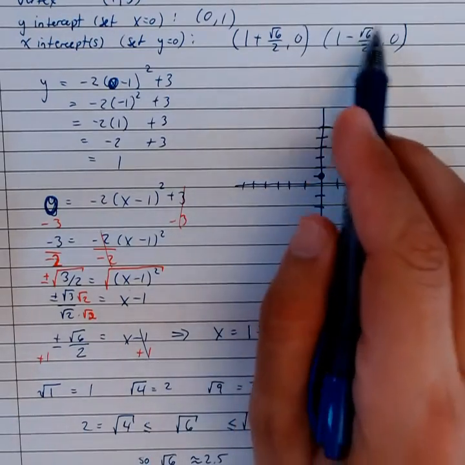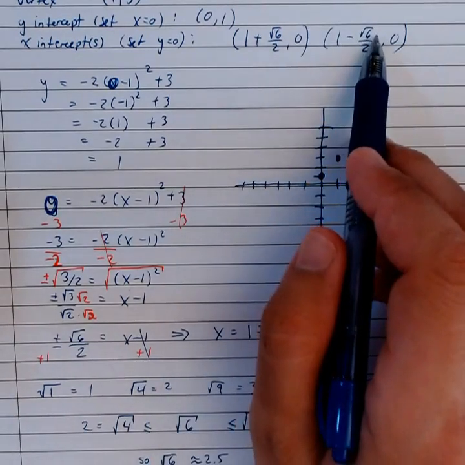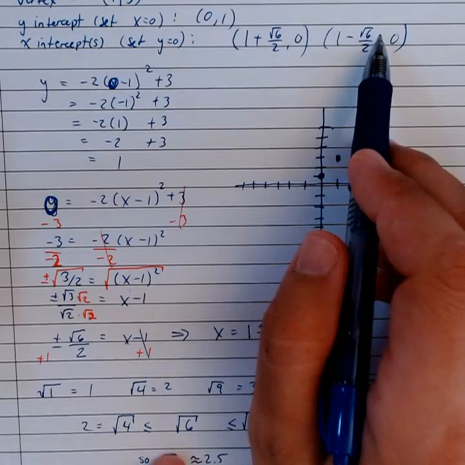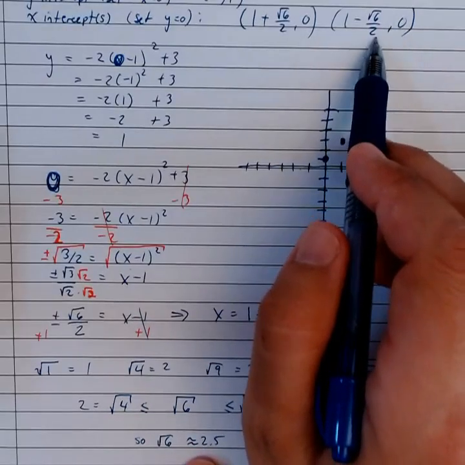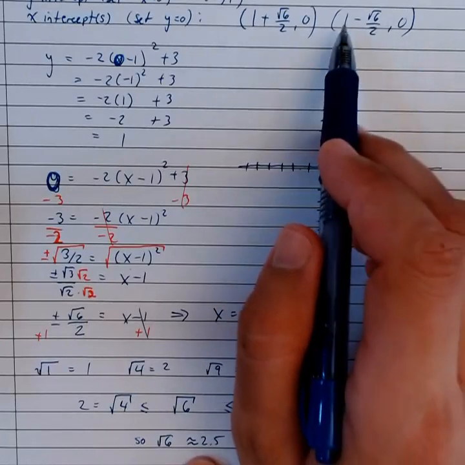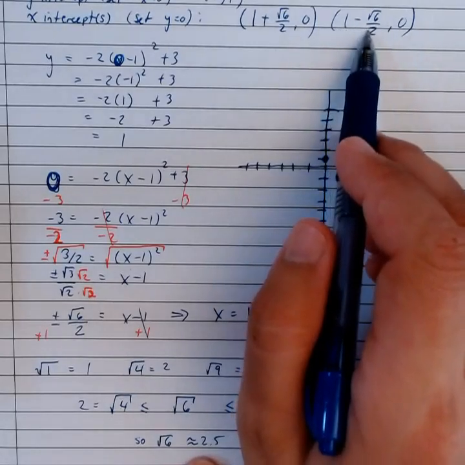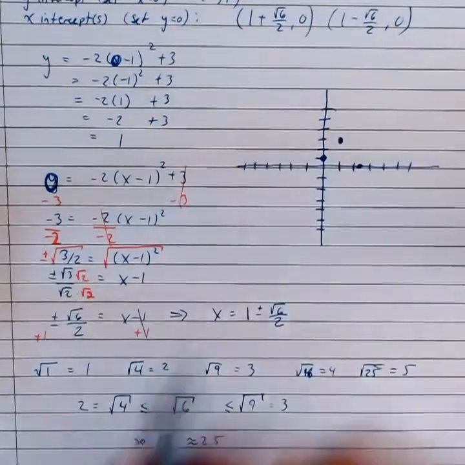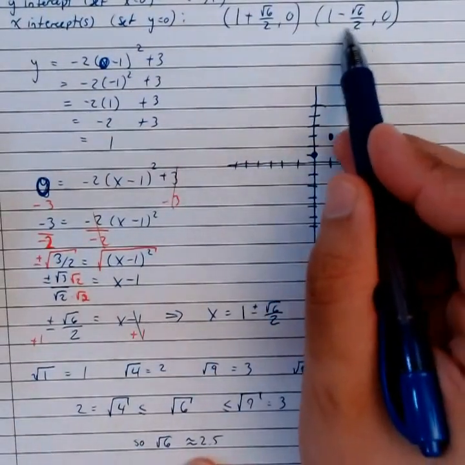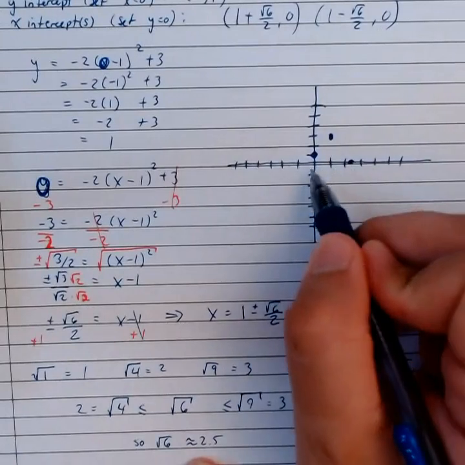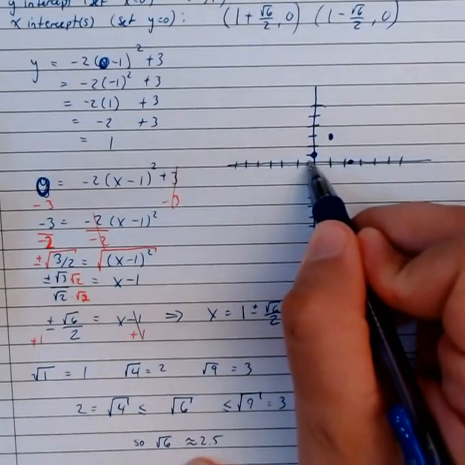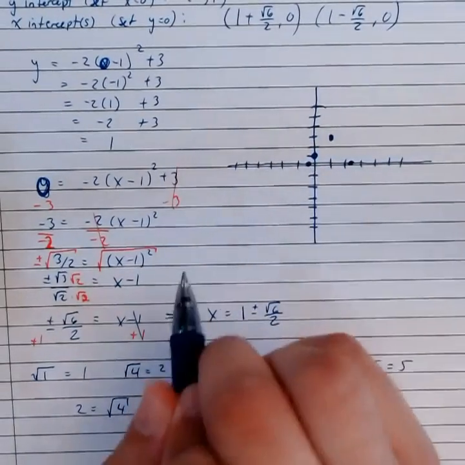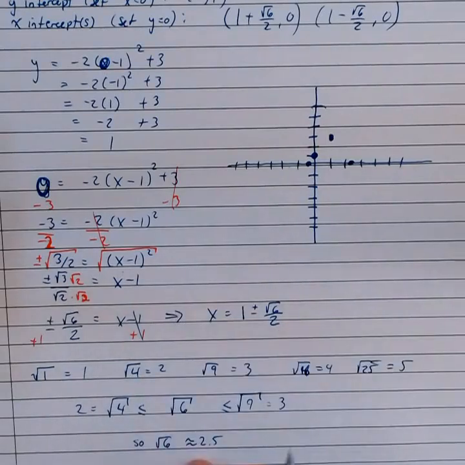We do the same thing for this number. Again, the square root of 6, that's about 2.5. And if I divide that by 2, that's about 1.25. So 1 minus 1.25 is negative 0.25. Okay, so negative 0.25, comma 0. Negative 0.25 is just a little tiny bit to the left of 0. And there we go. Right?